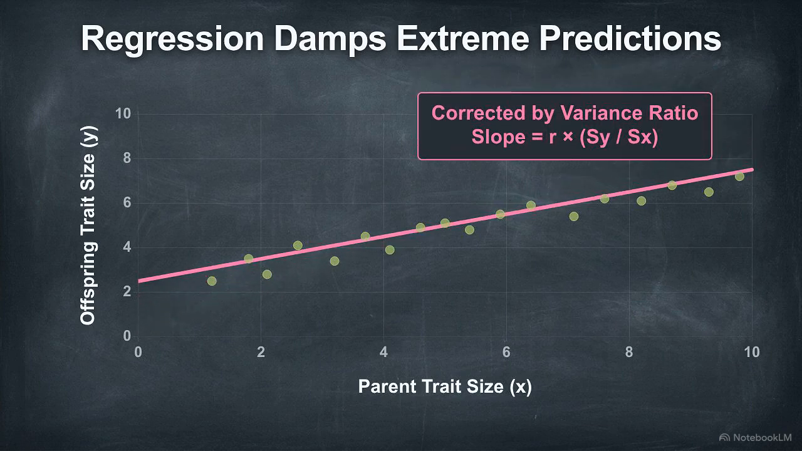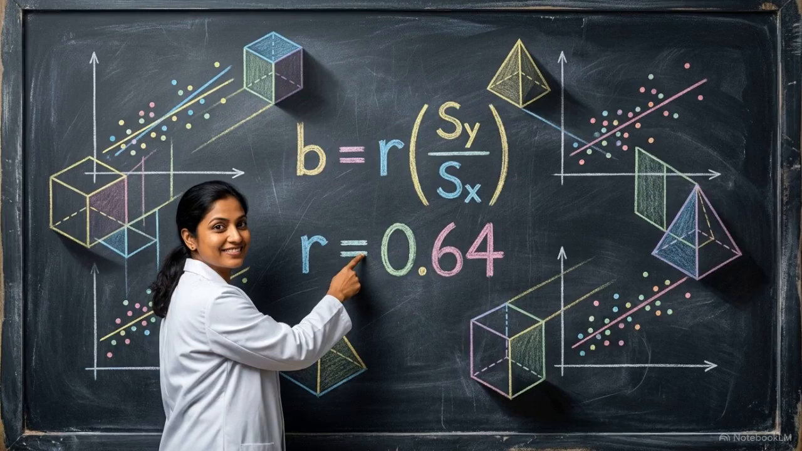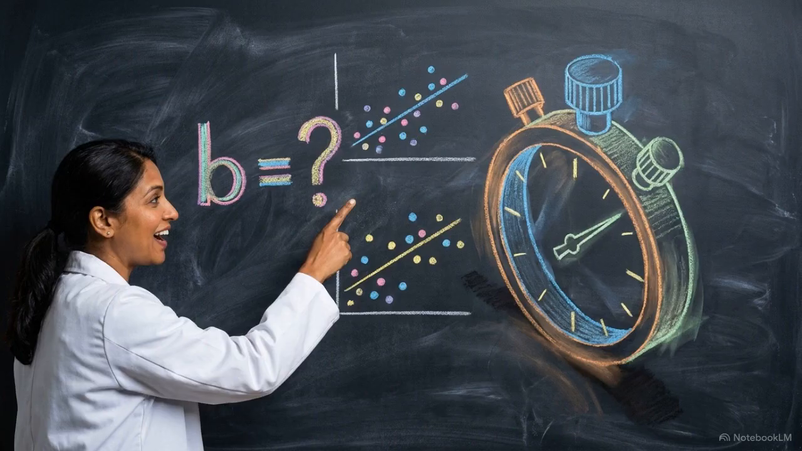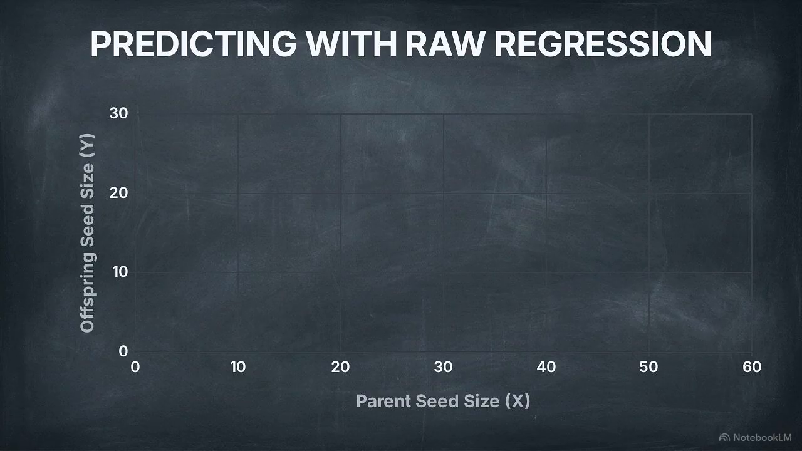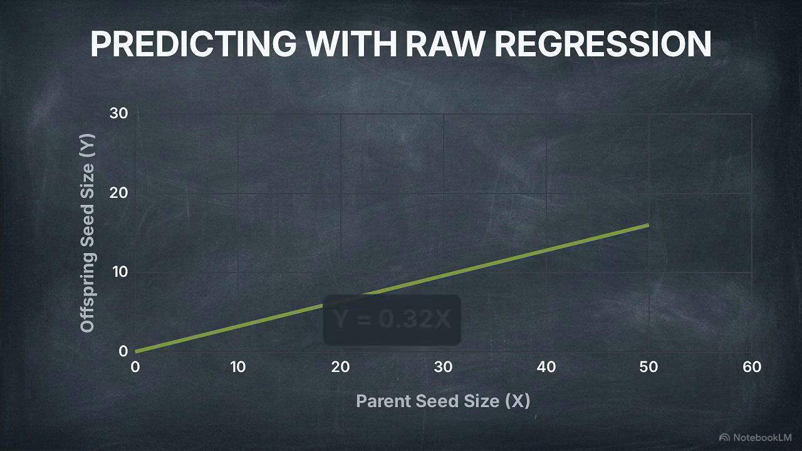Math challenge. If correlation R is 0.64 and the offspring variability SY is exactly half of the parent variability SX, what is the regression slope B? Go. Multiply 0.64 by 0.5. The answer is a squashed slope of 0.32.